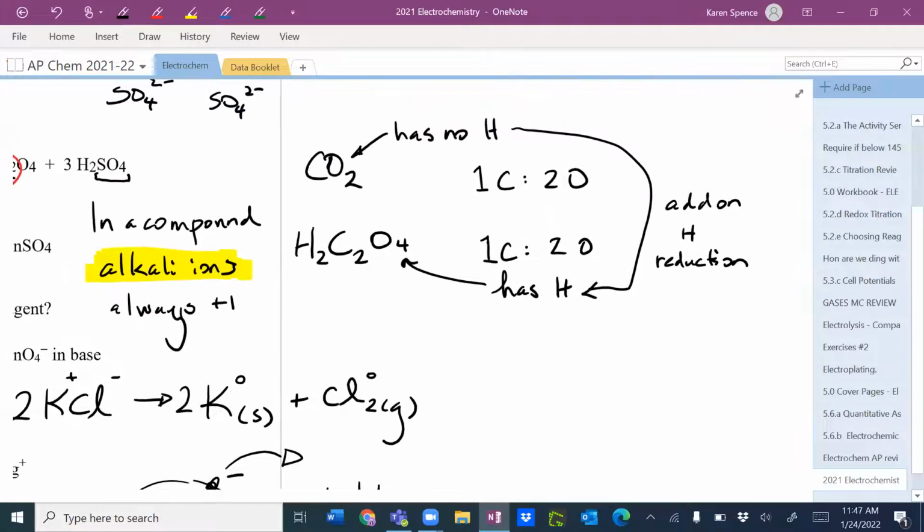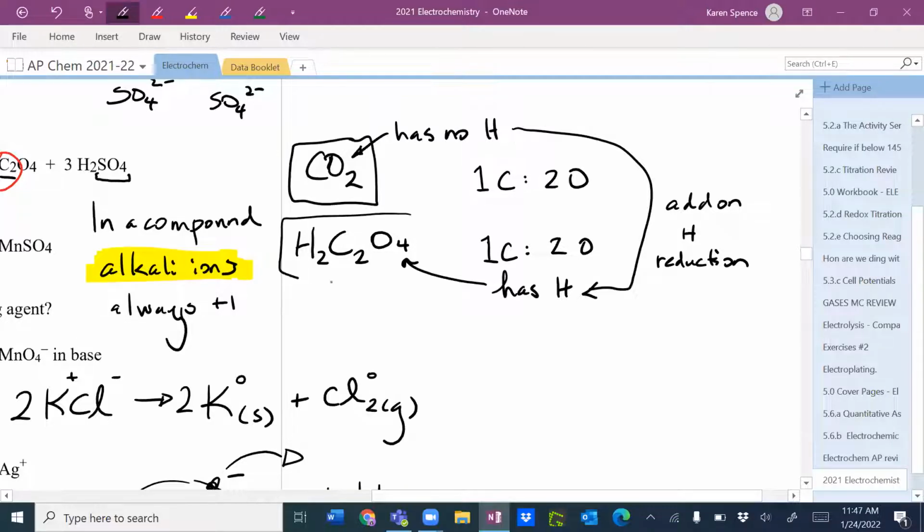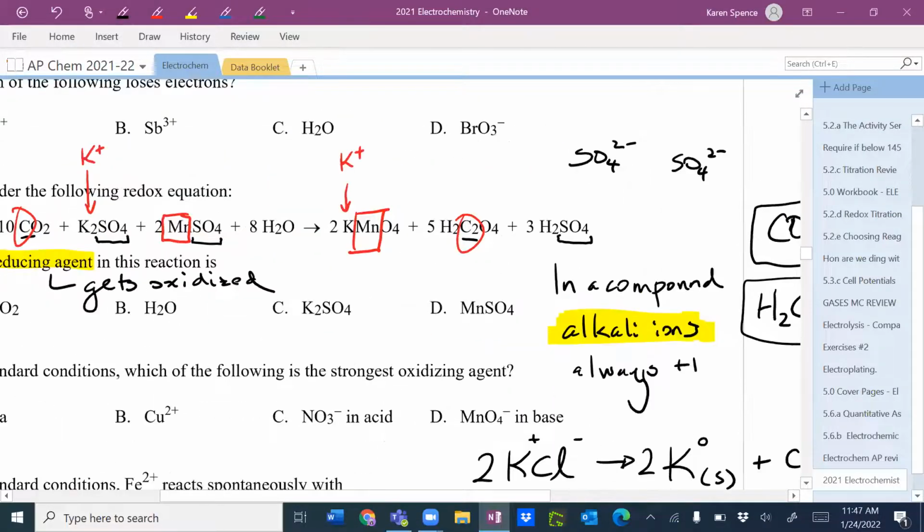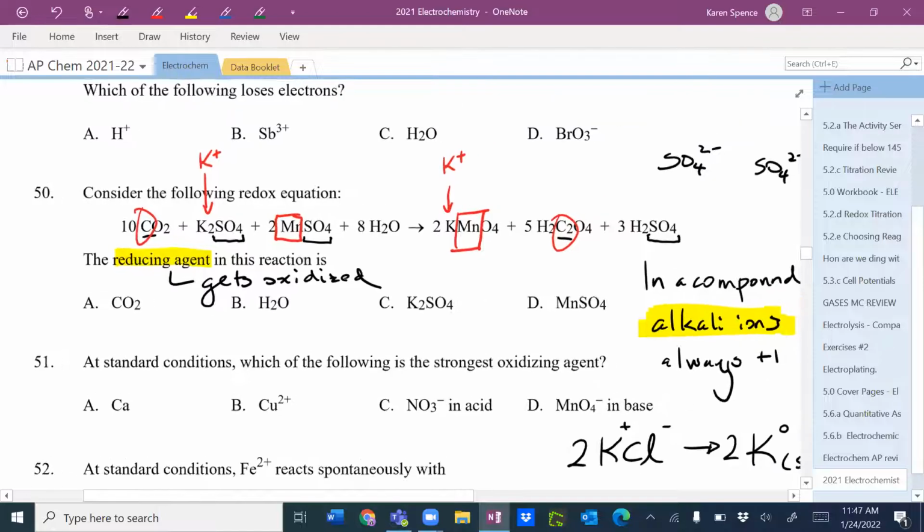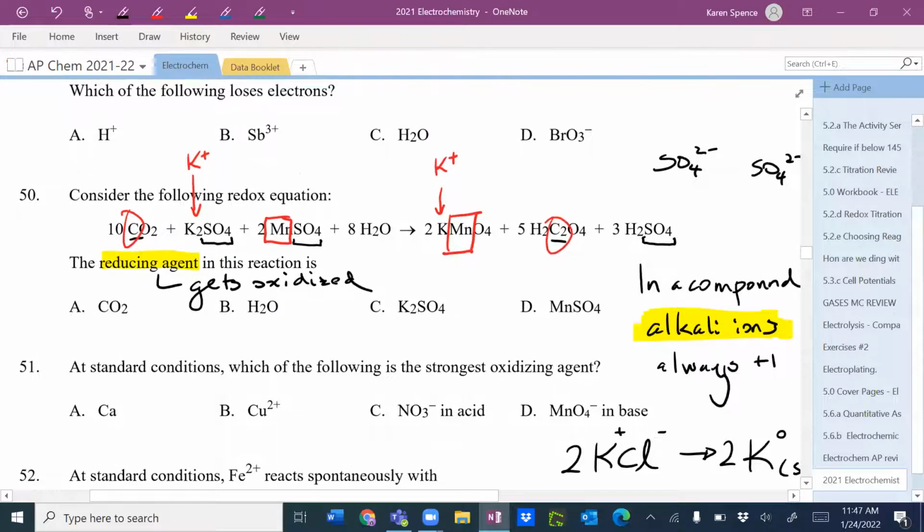So if CO2 underwent reduction, then it was not the reducing agent, because it got reduced. So it can't be the reducing agent, which means that it's not going to be anything else other than manganese. And you can check your manganese.